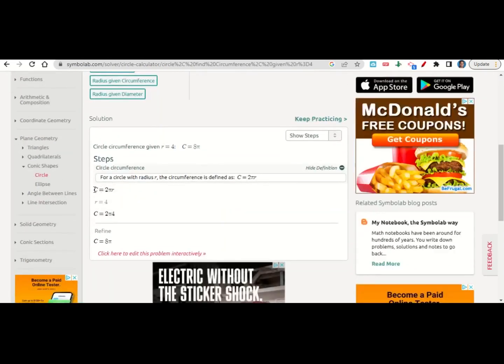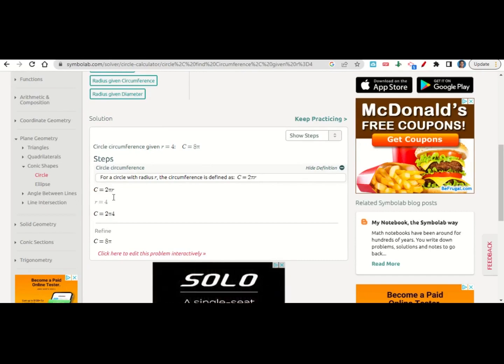It shows us now that the circumference is 2 pi r, and it shows us how to multiply it out, 2 times pi times 4, which it tells us at the end becomes 8 pi. So our circumference would be 8 pi. So this is how you can use Symbolab to check your work when finding the circumference of a circle.